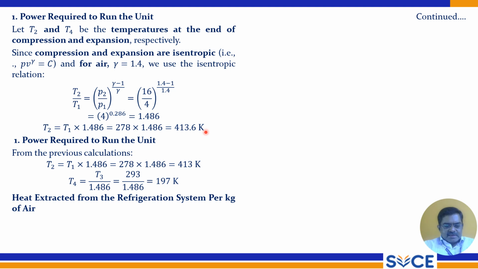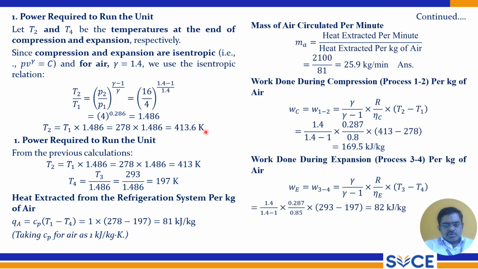So heat extracted from the refrigeration system per kg of air is equal to QA equal to Cp (T1 minus T4), that is 1 into (278 minus 197), that is equal to 81 kilojoules per kg, taking Cp of air equal to 1 kJ per kg degree Kelvin. So mass of air calculated per minute, MA equal to heat extracted per minute divided by heat extracted per kg of air. So that is equal to 2100 divided by 81 equal to 25.9 kg per minute. So this is one of the answers.